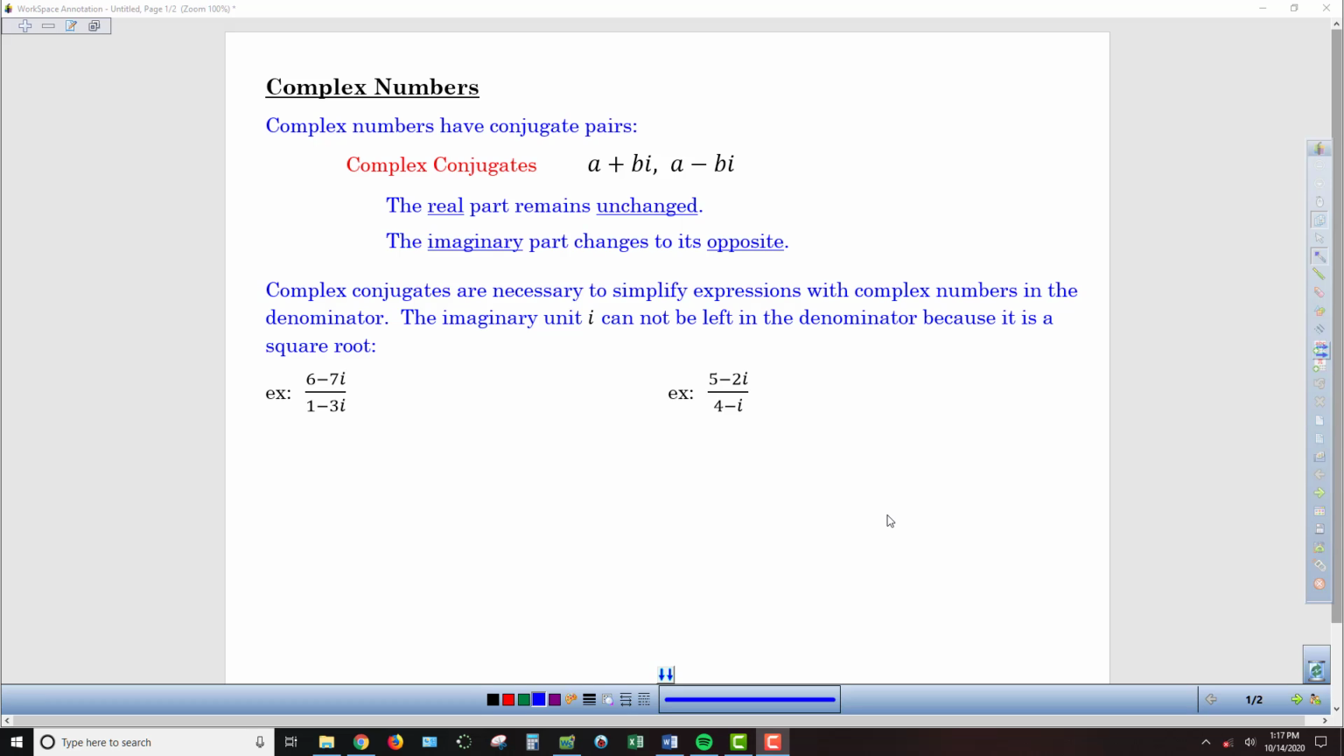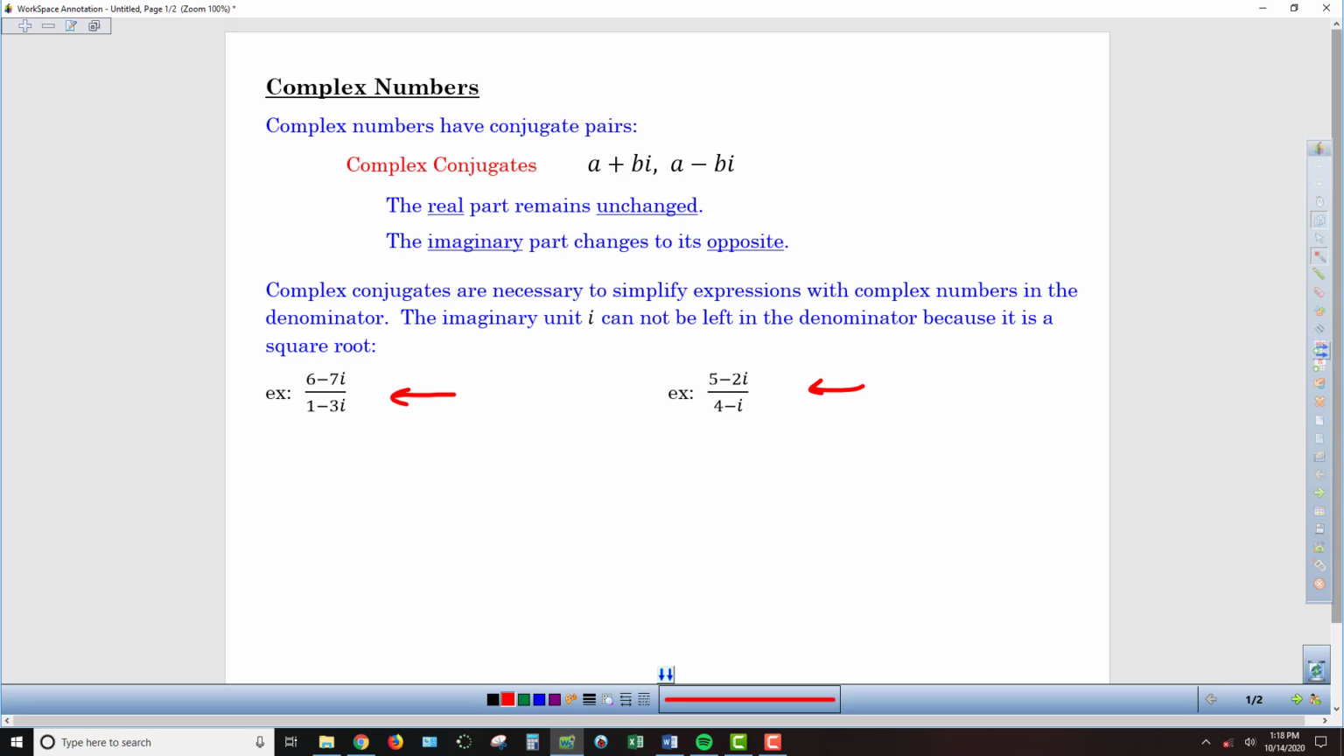In order to simplify expressions that have a complex number, or an imaginary number, in the denominator, like the two examples that we see here and here, we have to take advantage of what are called complex conjugates. And this sort of thing is used for simplifying expressions where there's a square root in the denominator. And we really have that in this circumstance.